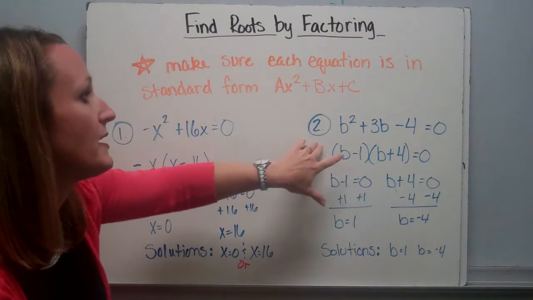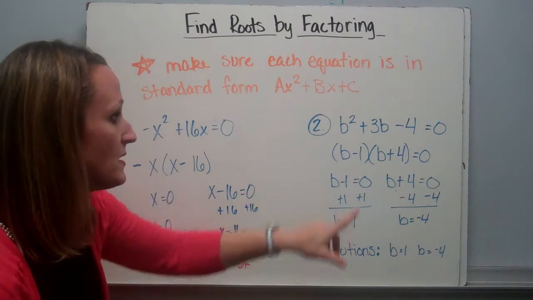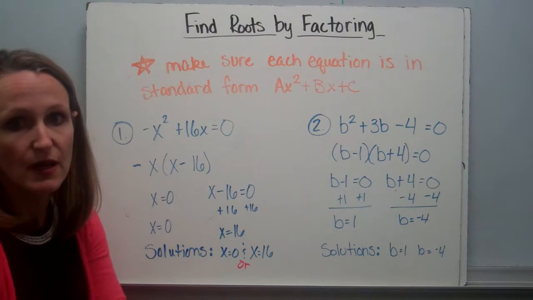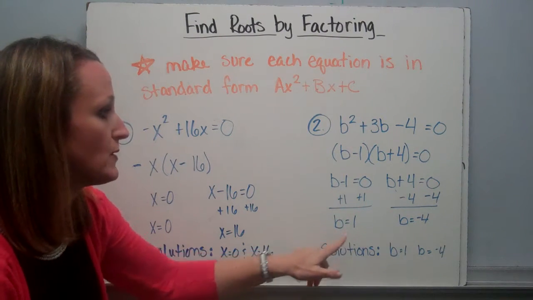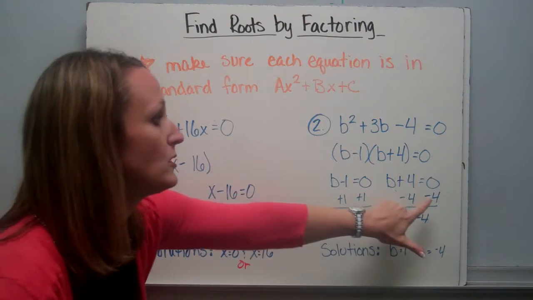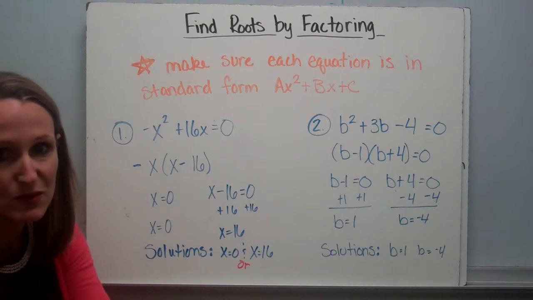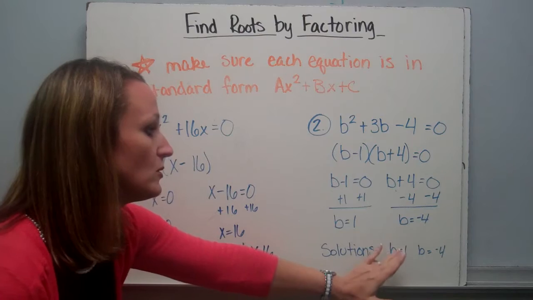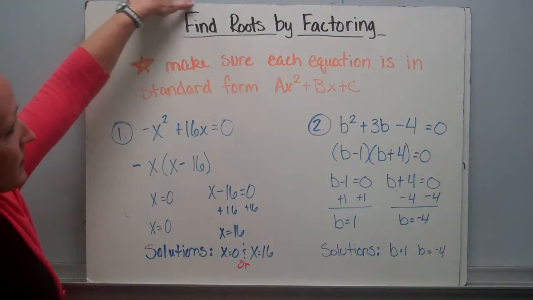Okay, what about here? This is in ax squared plus bx plus c form, so we're going to break them apart and set each equal to 0, and then solve. So for this, we want to add 1 to each side and get b equals 1. Over here, I'm going to subtract 4 from each side and get b equals negative 4, so that my solutions are b equals 1 or b equals negative 4. Let's do a few more.